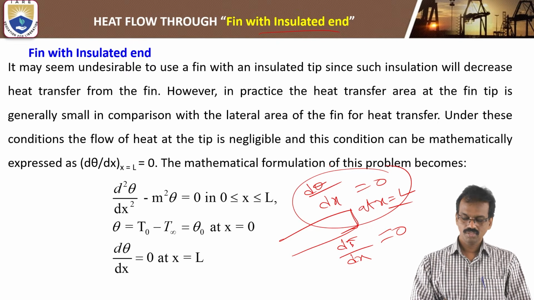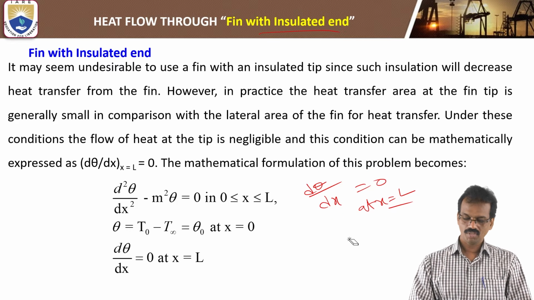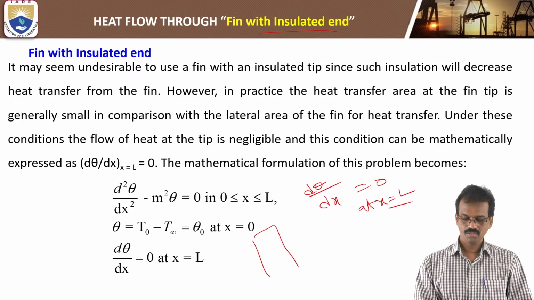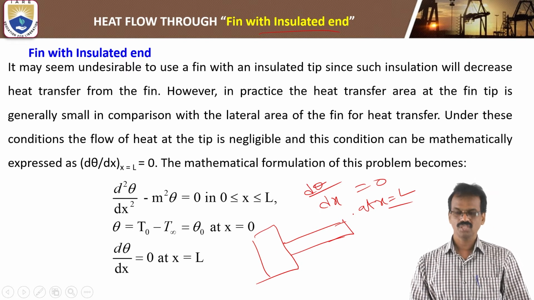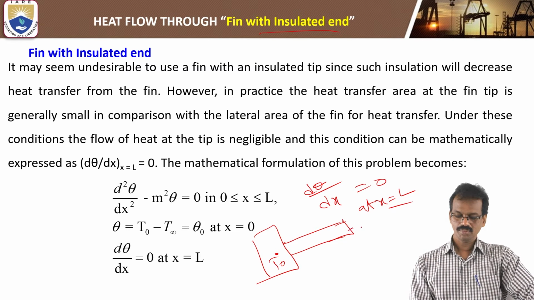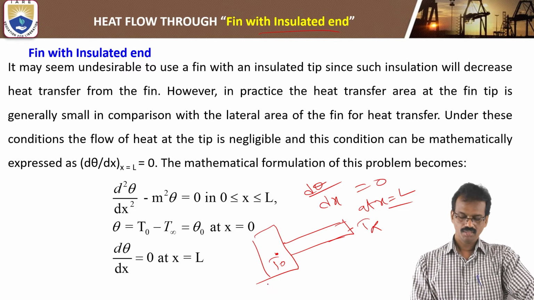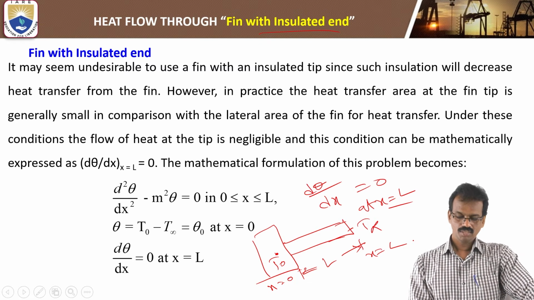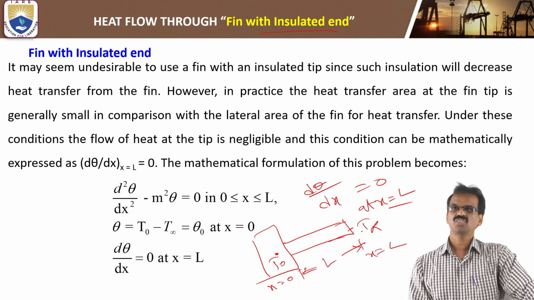So here we will see two types of boundary conditions. The first one is the same boundary condition, because this is the base. A small rectangular pin is attached here. This is the base temperature, T naught. Here temperature is equal to T infinity. Here x is equal to 0, and here x is equal to L. So at x equal to 0 temperature is equal to T naught, and here temperature is equal to T infinity.